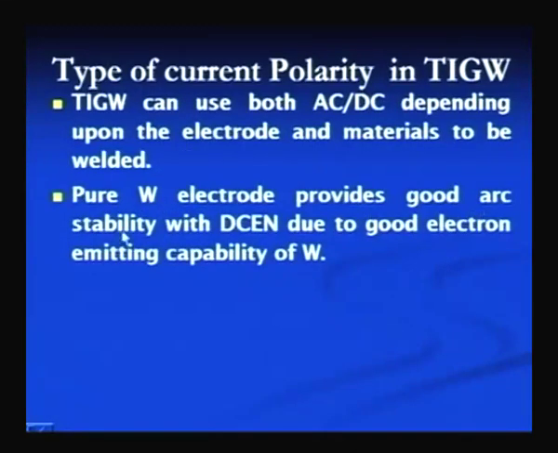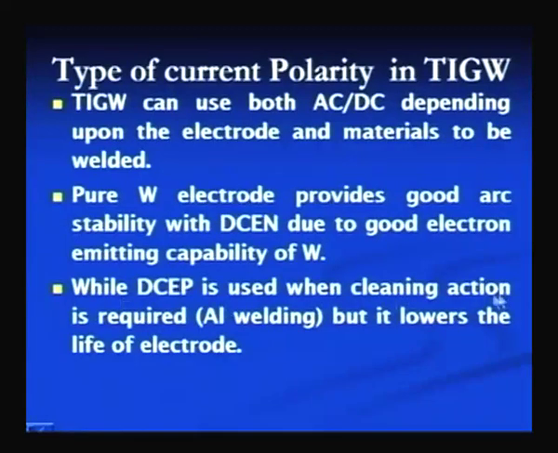Pure tungsten electrodes provide good arc stability with DCEN due to their good electron emitting capability, but they are also known to offer poor life when other polarities are used, like DCEP or AC. DCEP is used when cleaning action is required in welding of aluminum, but it lowers the life of the electrode. Both these points need to be understood. When DCEP is used, 2/3 of the heat is generated on the electrode side, and that leads to excessive erosion of the tungsten electrode, which in turn adversely affects its life.